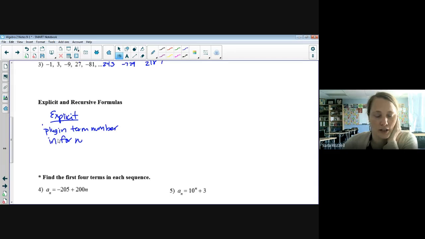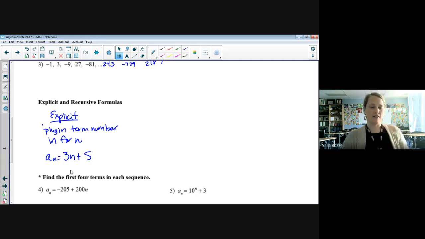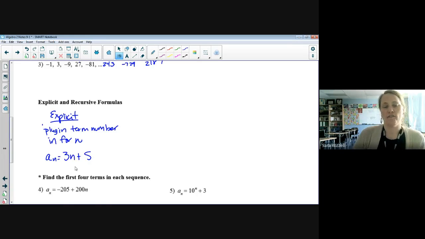An explicit formula would look something like a sub n equals 3n plus 5. And if I wanted to find the first term, I would just plug in 1 for n. If I wanted to find the 7th term, I would plug in 7 for n. Okay, we'll do some of those in a second. We have explicit formulas coming up.